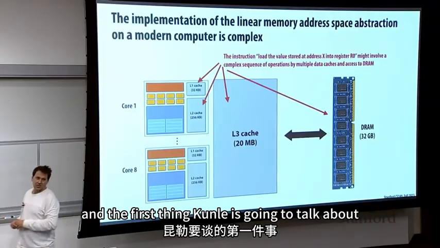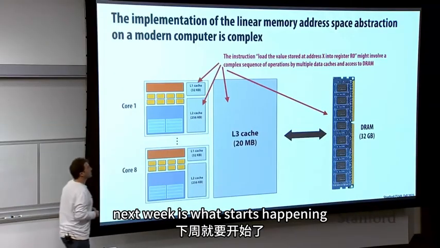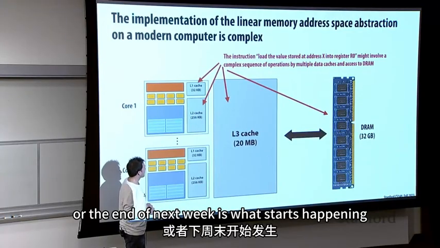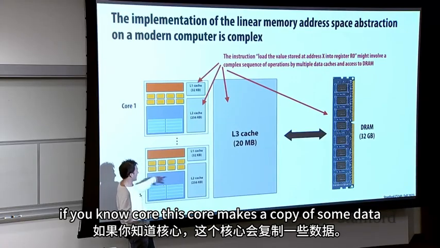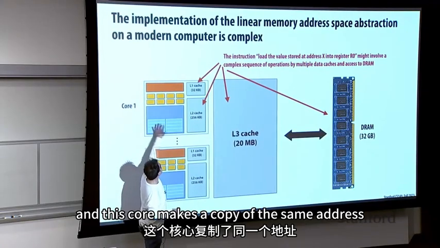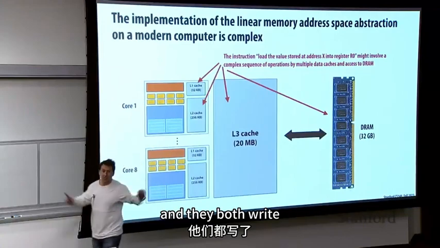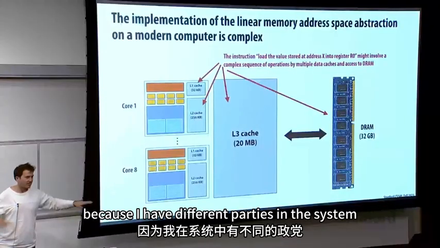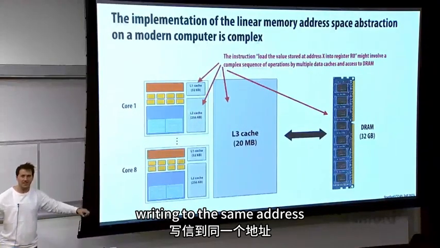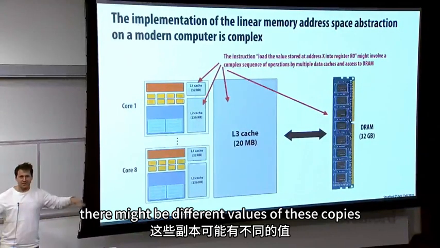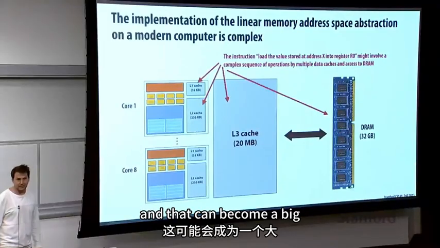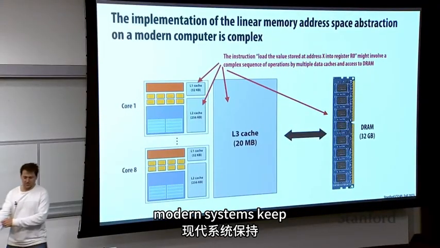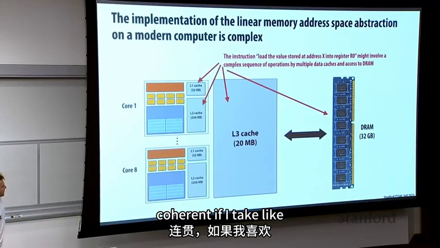The first thing Kunle is going to talk about at the end of next week is what starts happening if this core makes a copy of some data, and this core makes a copy of the same address, and they both write. Now all of a sudden we've got a real challenge, because I have different parties in the system writing to the same address. There might be different values of these copies, and that can become a big mess really quickly. So we'll tell you a little bit about how modern systems keep everything coherent.